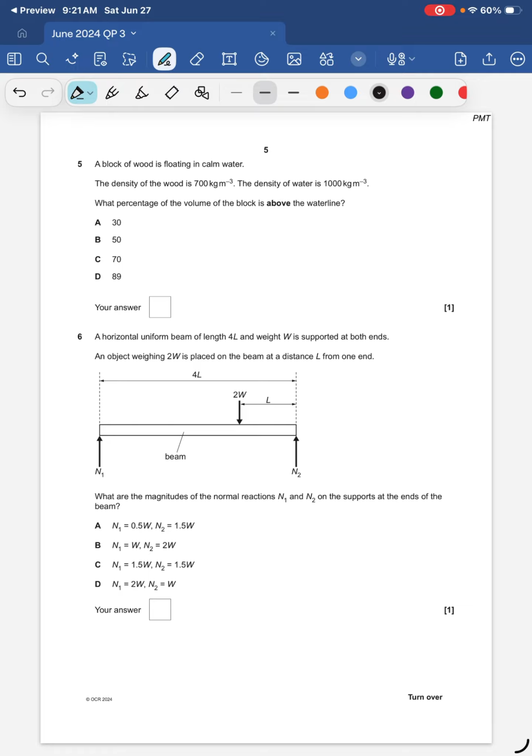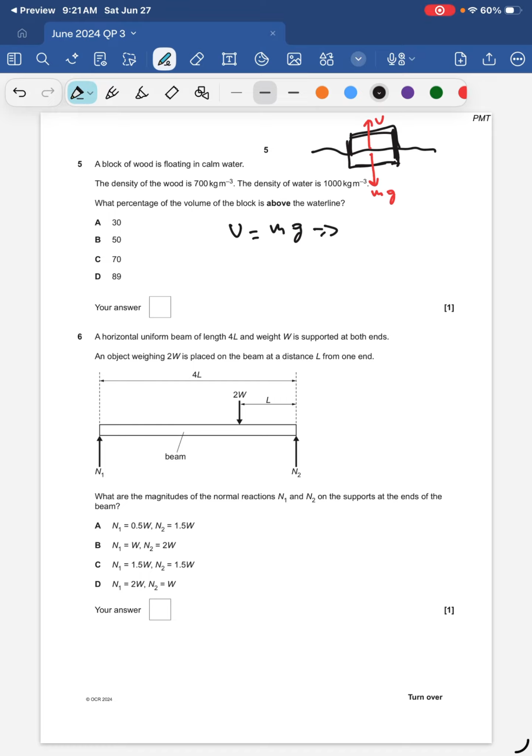So the upthrust, if you have this block, and this is the water, and you have a block of wood that is partially submerged and partially above water, you will have two forces, the weight, M times G, and the upthrust from the water, right? So these two forces are going to be equal if it's floating. So upthrust is mass times G.